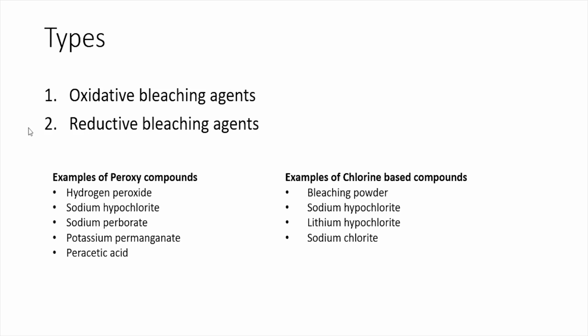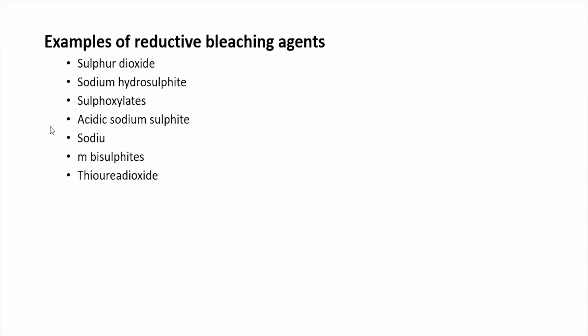Again, the oxidative bleaching agents are classified into peroxide compounds and chlorine-based compounds. In peroxide compounds, hydrogen peroxide, sodium perborate, potassium permanganate, and peracetic acid. So these come under peroxide compounds. And for chlorine-based compounds, bleaching powder, sodium hypochlorite, lithium hypochlorite, and sodium chlorite. So these come under chlorine-based bleaching agents. For reduction bleaching agents, sulfur dioxide, sodium hydrosulfite, sulfoxylates, sodium sulfite, sodium bisulfite, thiourea dioxide. So these are some reduction bleaching agents.